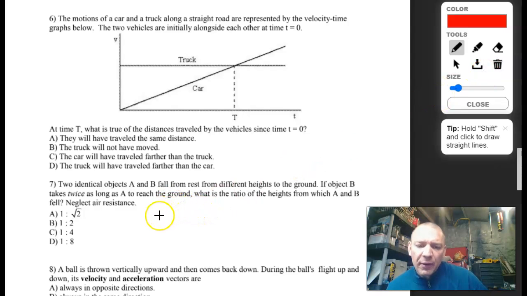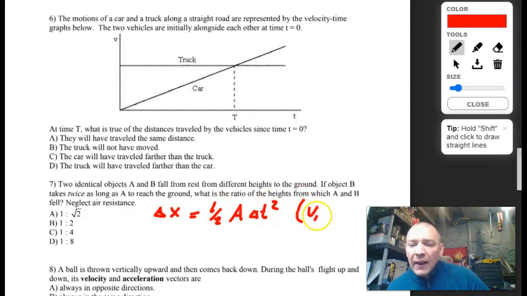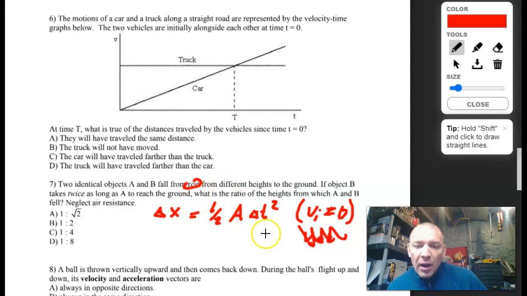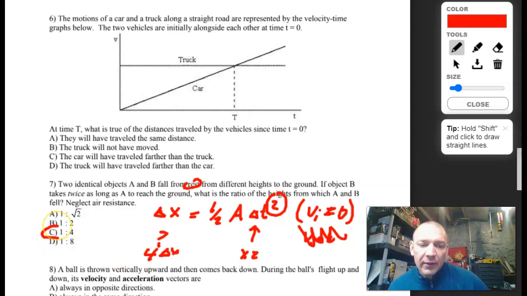And we got an equation for something falling here. We know that delta x is equal to 1/2 a delta t squared when vi equals 0. If it doesn't equal 0, then we have the vi delta t in there. But since it's from rest, that's all going to go away. And we have this equation here. So if we're thinking about that the time is doubled, what's going to happen to x? Well, the square matters. So if you make delta t twice as big and you square it, delta x is going to be 4 times as big. So that gives us this letter here.